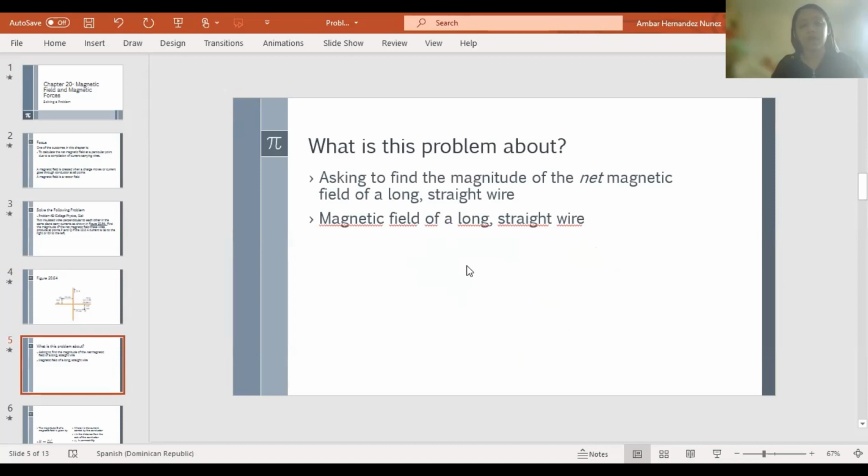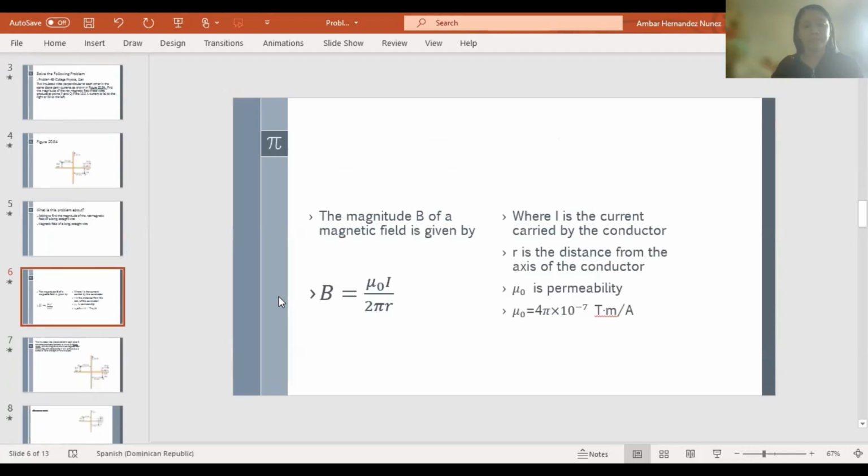What is this problem about? This problem is about a magnetic field of a long straight wire. And they're asking to find the magnitude of the net magnetic field of a long straight wire. But note here that in this problem, we have two long conducting straight wires.